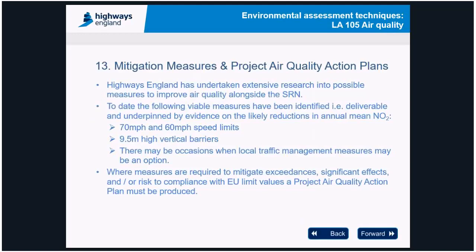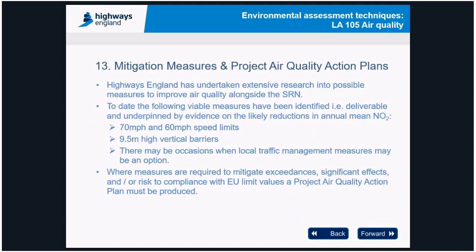Where all our research has led us to is two definitive measures: the introduction of 70 and 60 mile an hour speed limits, which are only effective where you have very high speed conditions and we're pulling those emissions down to controlled environments, or a 9.5 meter vertical barrier. That is based on a lot of work we've done with our colleagues in the Netherlands, monitoring behind the barrier, and it showed around a 5 microgram reduction in annual mean nitrogen dioxide levels within the first 50 meters, dropping down to about 2 micrograms between the next 50 to 200 meters.